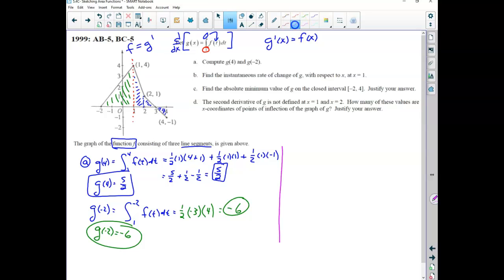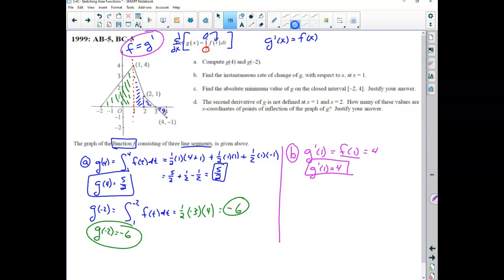Okay. Now part B. Part B, find the instantaneous rate of change of G with respect to x at x equals 1. Well, that's just saying what the heck is G prime of 1? Well, G prime of 1 equals f of 1. They gave me the graph of f. That's why this is such an important connection. What the heck is f of 1? F of 1 equals 4. Therefore, G prime of 1 equals 4. Okay? Notice they didn't say justify your answer. It's an identification problem, the connection between f and G prime right there.